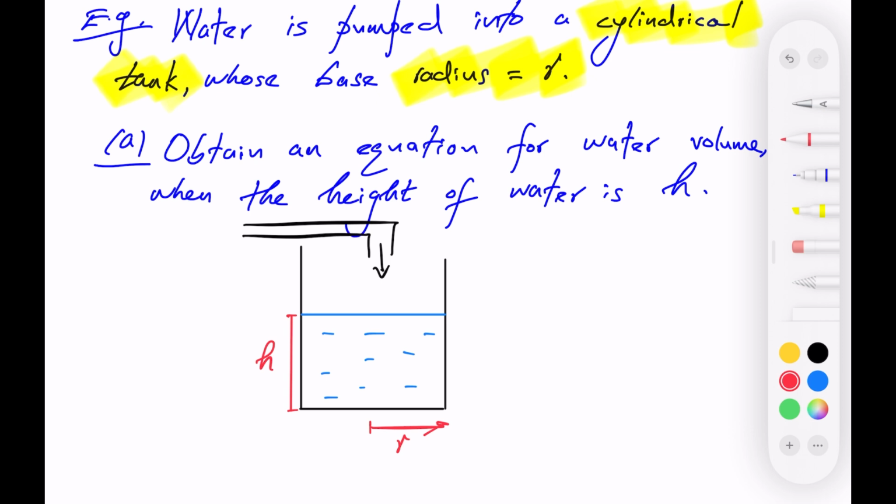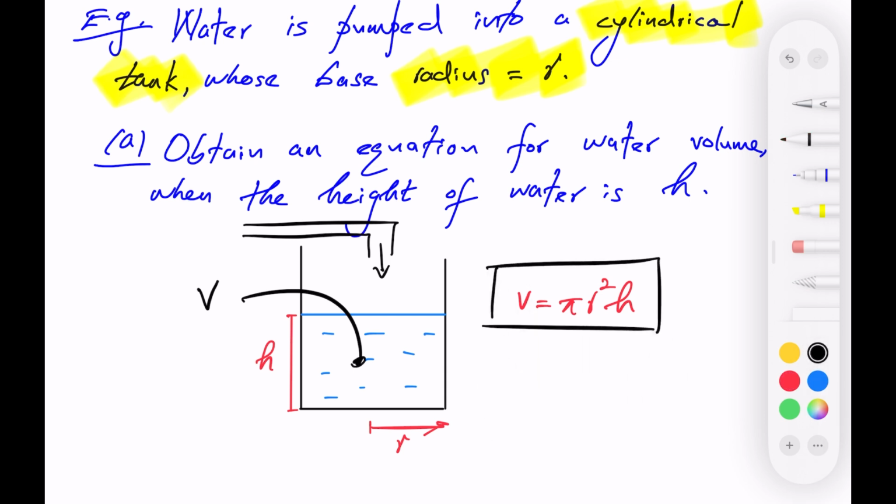How do you write down an equation for the volume of water? Let's say the volume right here is equal to V. Very clearly, V is equal to base area times the height. Since the radius is equal to r, the base area is pi r squared. Height is equal to h. Once you have written down that relationship between the variables that are related, in the next step, you need to identify the variables and the constants. So in this equation, what can you say about V?